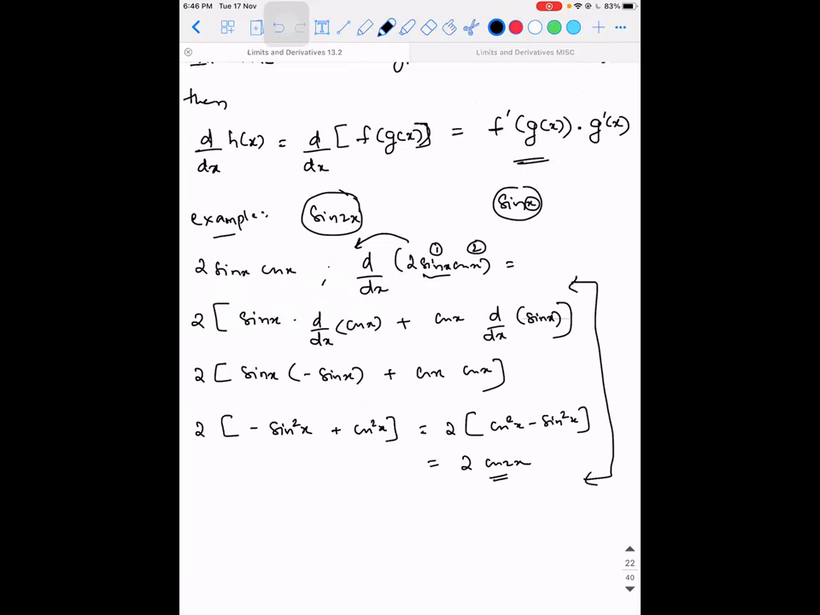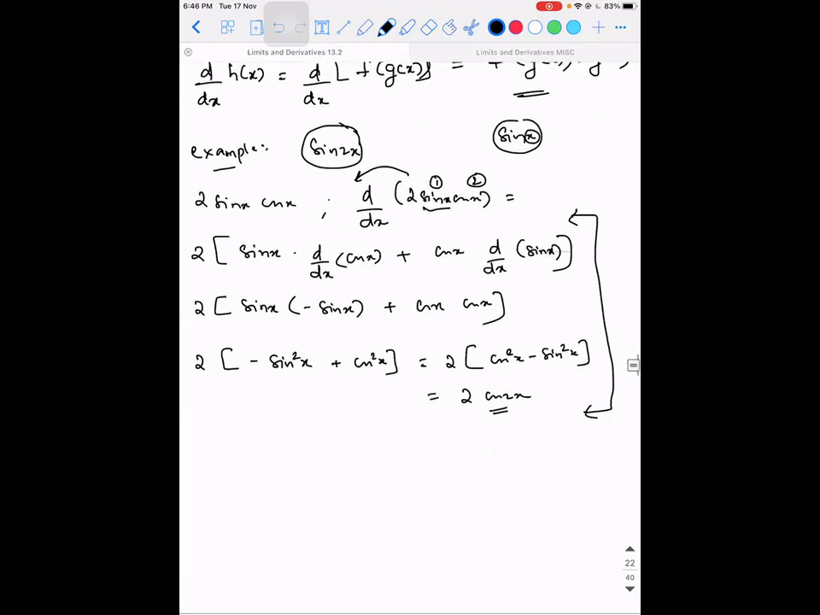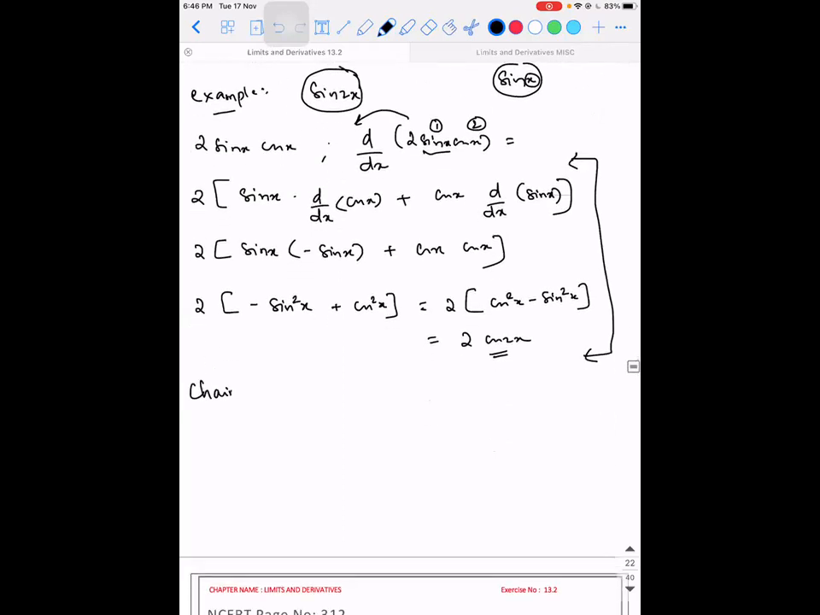Is it clear till this step? Yes, sir. Okay. Now comes the chain rule also.